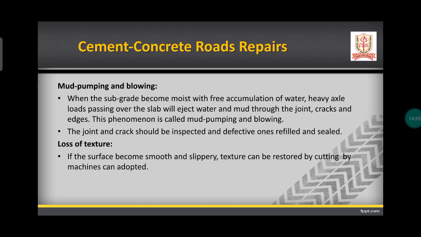Then the loss of texture. If the surface becomes smooth and slippery, the texture can be restored by cutting with machines. You can simply broom the surface once again with the help of machines so that grip can be restored on the surface if the surface becomes smooth.